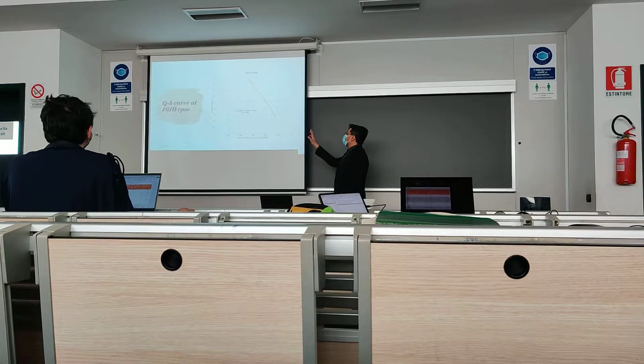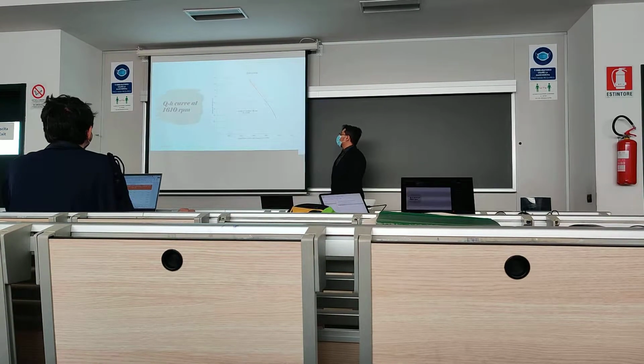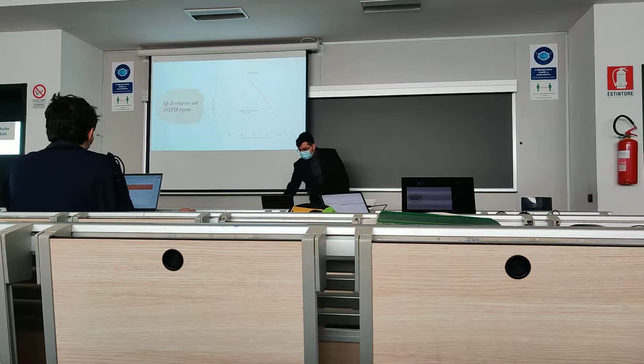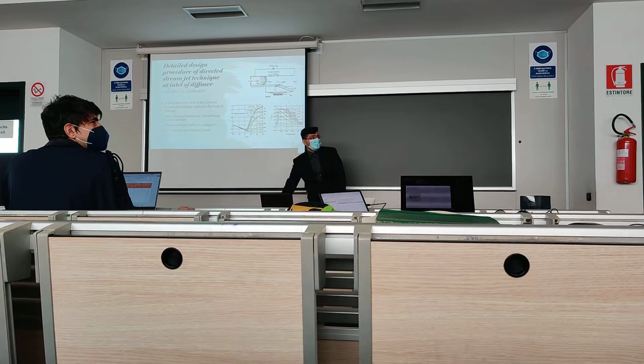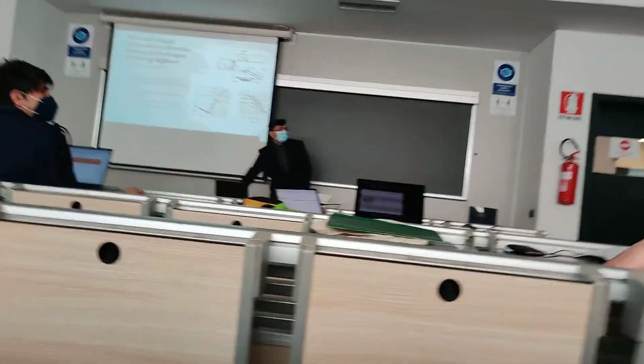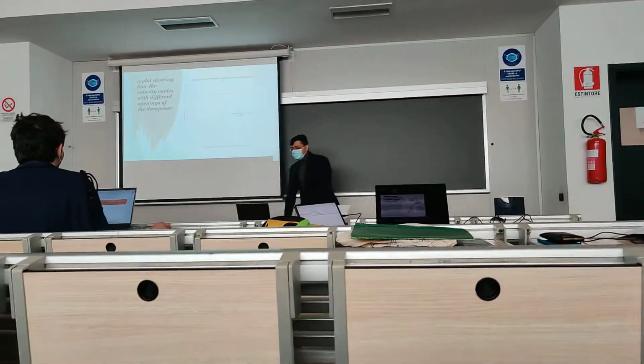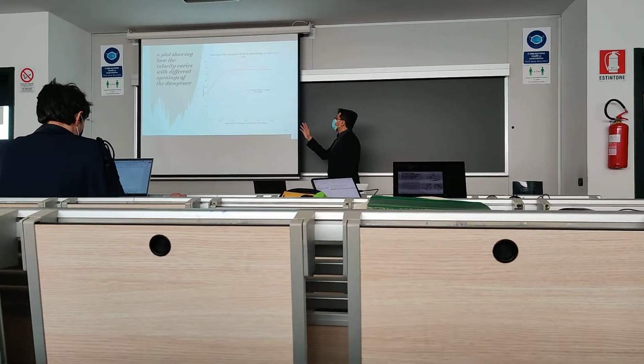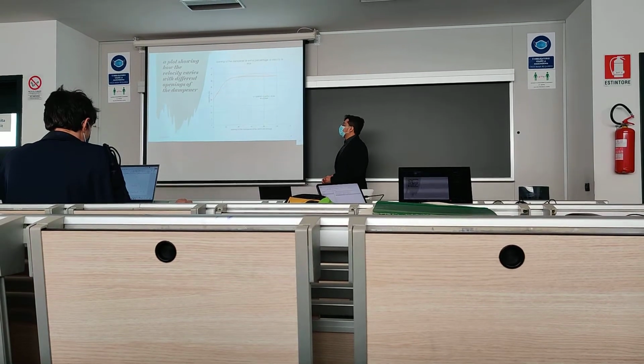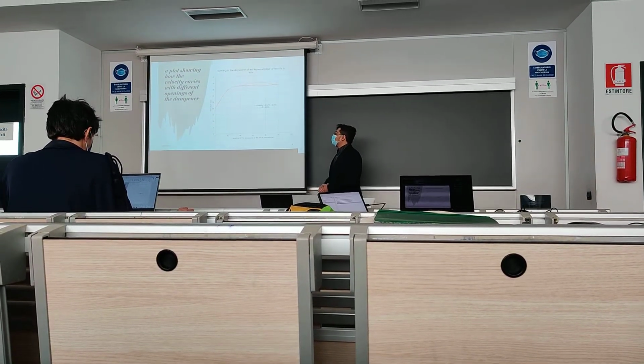This is a QH curve, how the pressure and the mass flow rate are related. This is a trend line. This is a plot showing how the velocity varies with different openings of the damper.